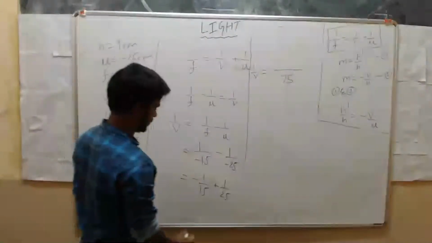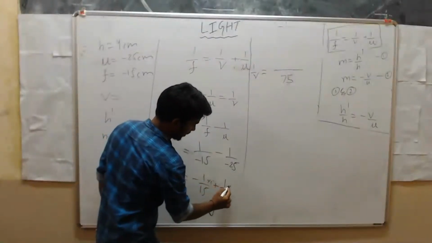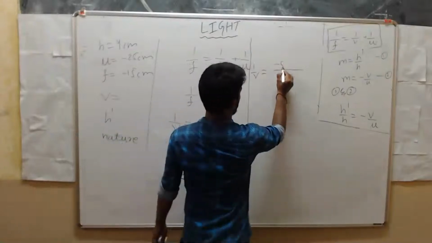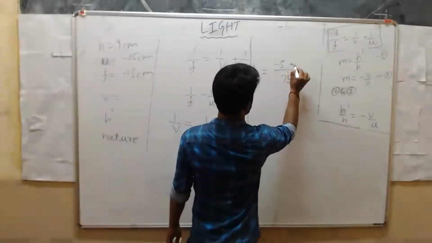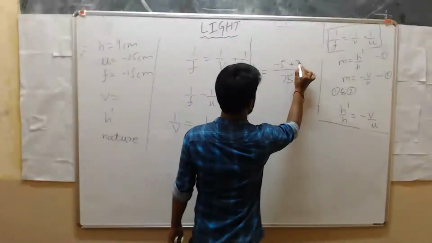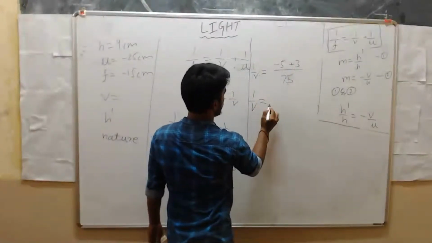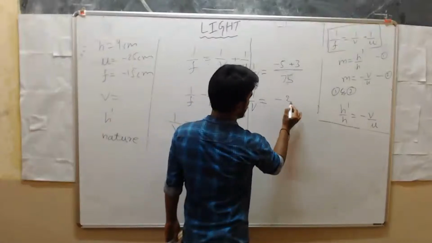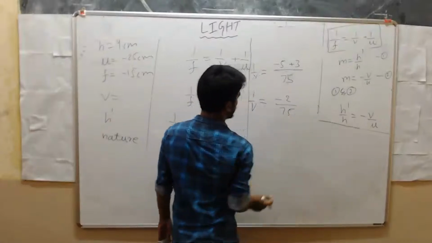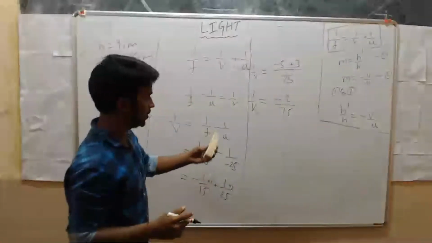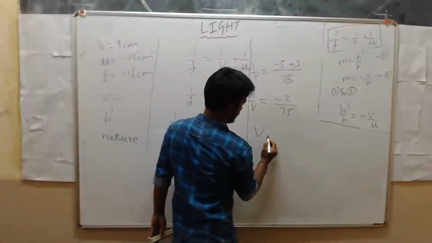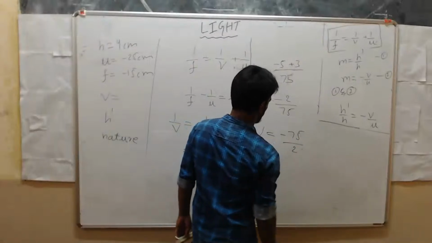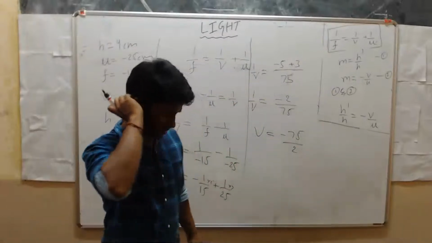Next, multiply here by 5 and here by 3. So it is minus 5 and here plus 3. So 1 by v equal to minus 5 plus 3, that is minus 2 divided by 75. Cross multiplying, v equal to minus 75 divided by 2. Yes, find the answer.